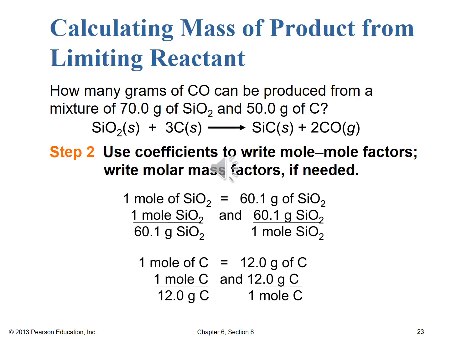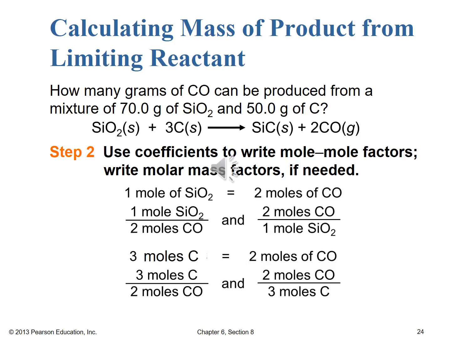Moving on to step 2, we can write our molar mass factors. We see that 1 mole of silicon dioxide equals 60.1 grams of silicon dioxide, and then we can have the conversion factor with either the mole of silicon dioxide in the numerator and the 60.1 grams in the denominator, or the inverse. For 1 mole of carbon, it's 12.0 grams right off the periodic table, and we can either have the 1 mole of carbon over the 12.0 grams of carbon, or we can have the inverse depending on our setup.